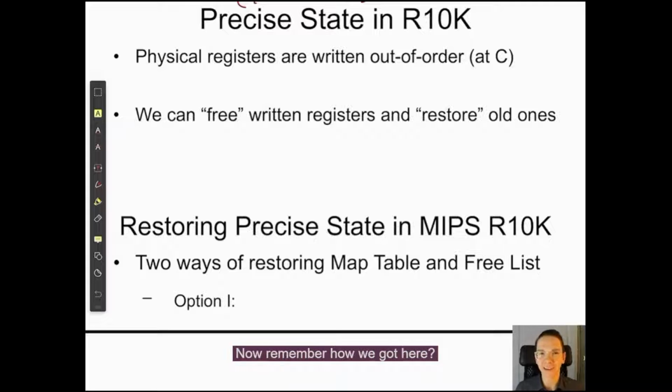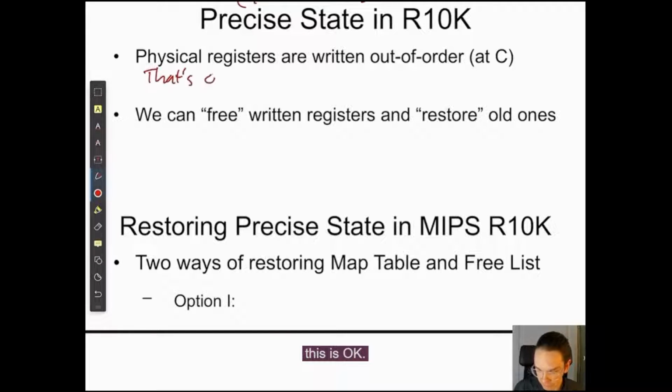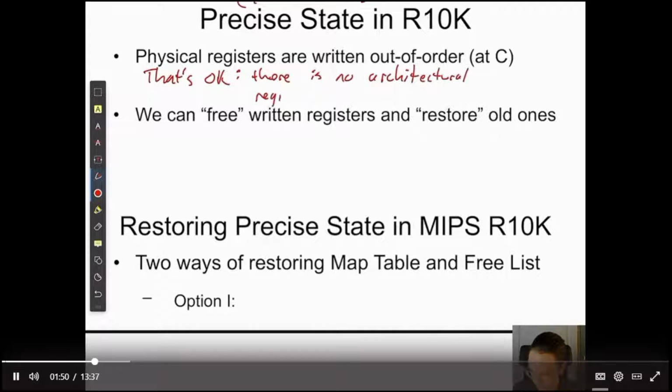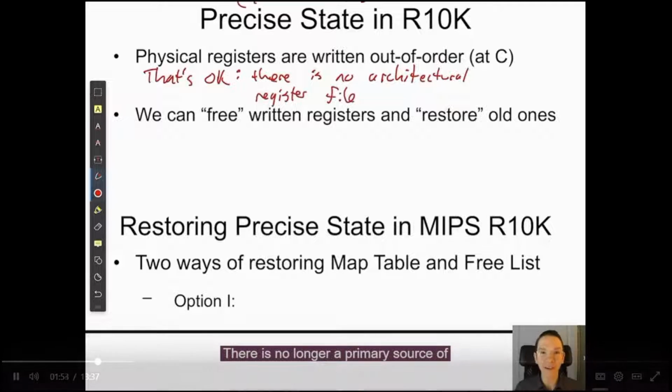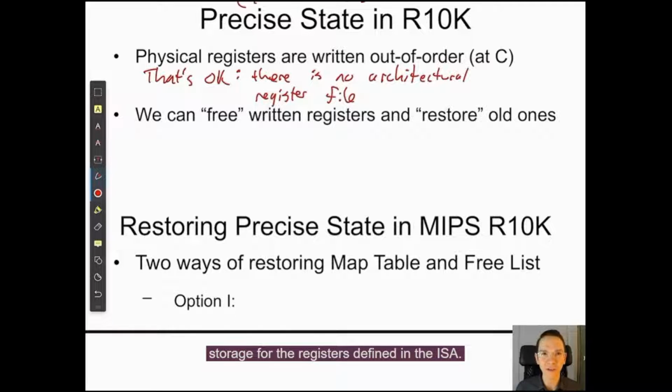Now, remember how we got here. The whole problem was that Tomasulo's algorithm performs out-of-order write-back of the architectural register file. But here in the R10k, we're seeing that the physical registers are written out of order as well. But in contrast to Tomasulo's algorithm, this is okay. The difference is there is no architectural register file. There is no longer a primary source of storage for the registers defined in the ISA. So how can we identify the precise state of the architectural registers immediately prior to some excepting instruction?